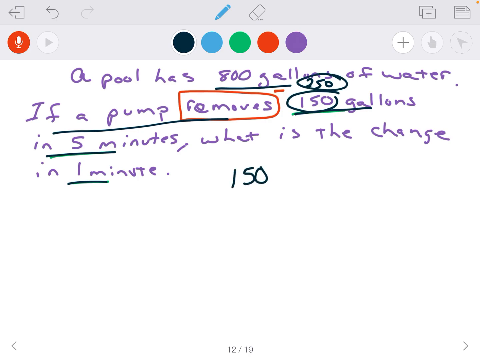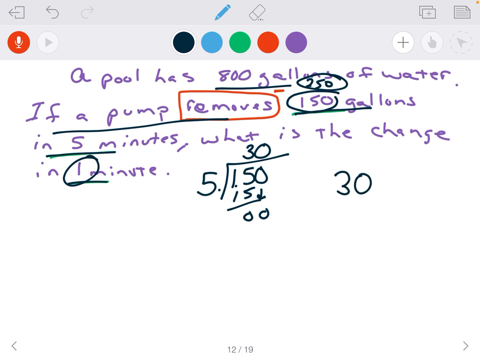So I'm going to do 150 and I'm going to divide it by 5 because I want to know the rate per minute. So 5 goes into 15, 3, which is 15, 0, bring down the 0. So 30. So what is the change in a minute? So that's 30. So that's important. Now, if you're watching this video, you're going to get this answer right, I believe. You want to look for a 15. And so what is the change in 1 minute? It would be a negative. Is it a negative 50 or negative 15?